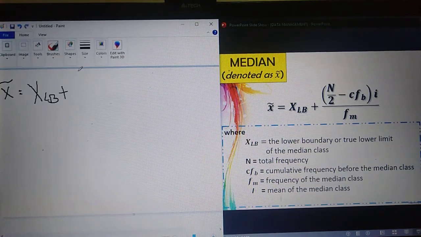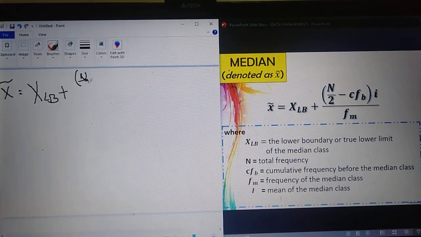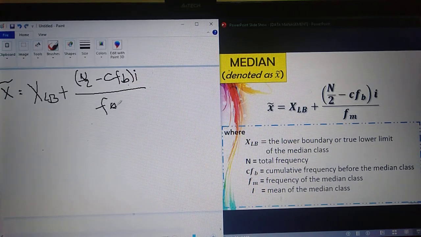XLB plus N over 2 minus CFB times I all over FF. Okay. XLB is the lower boundary. Itong XLB, ayan, ito. This is the lower boundary.